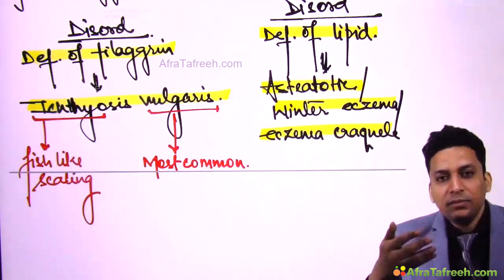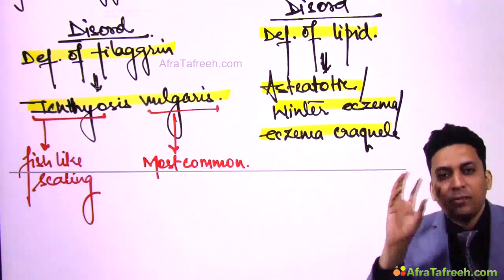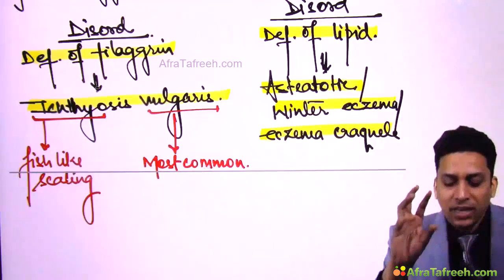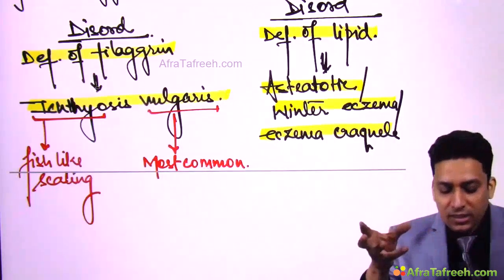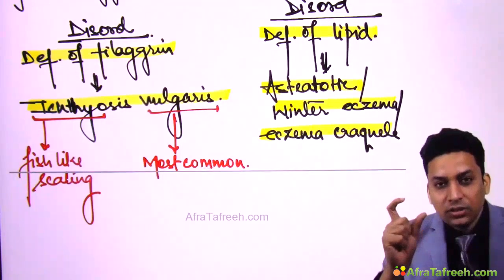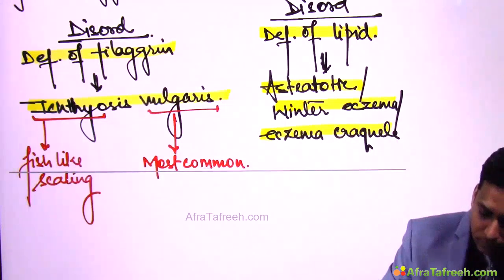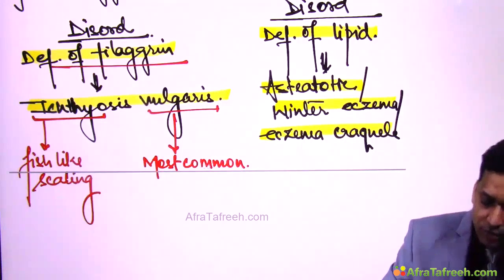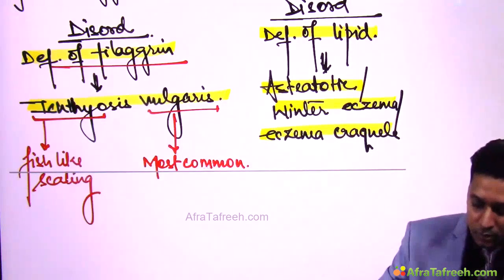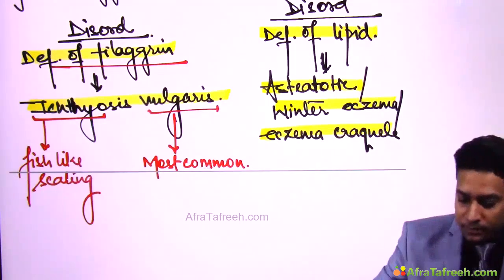Then vitiligo vulgaris is the most common type of vitiligo. A few years back in DNB a question was asked: which is the most common type of psoriasis? It is psoriasis vulgaris. So remember, wherever you find this term vulgaris, that means that is the most common variant of that disease. So ichthyosis vulgaris is the most common type of ichthyosis. Here fish like scaling is seen, and this is due to deficiency of filaggrin. Now steatotic eczema or winter eczema.